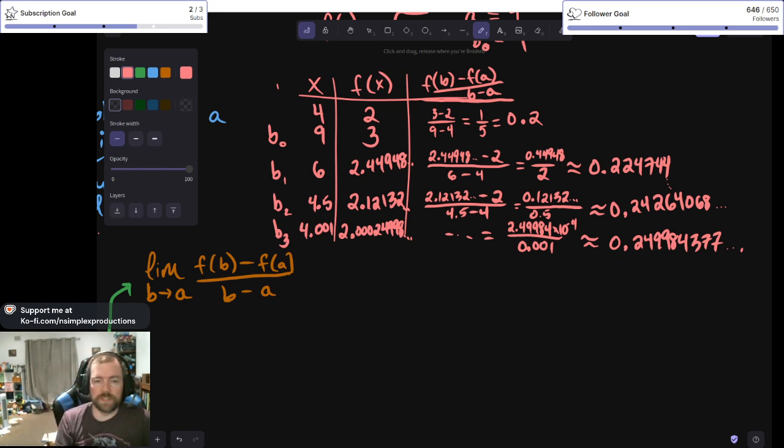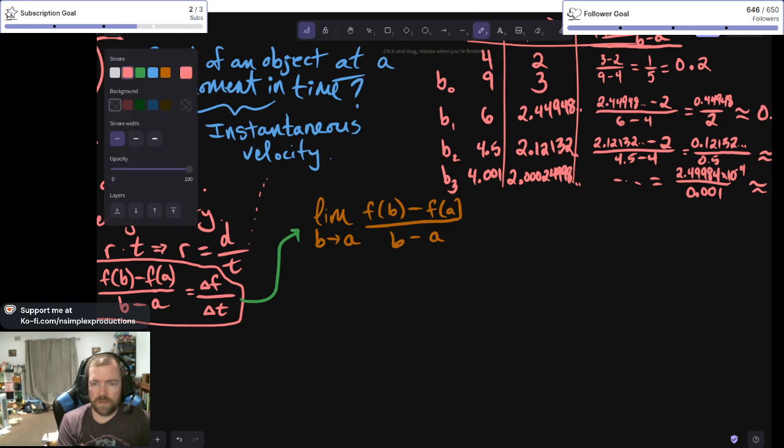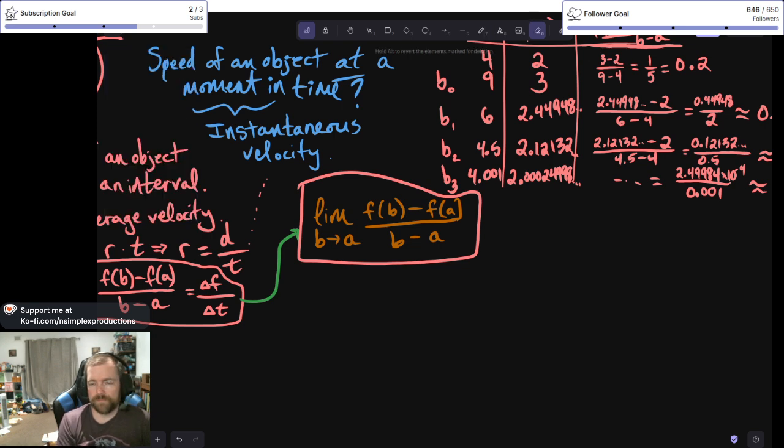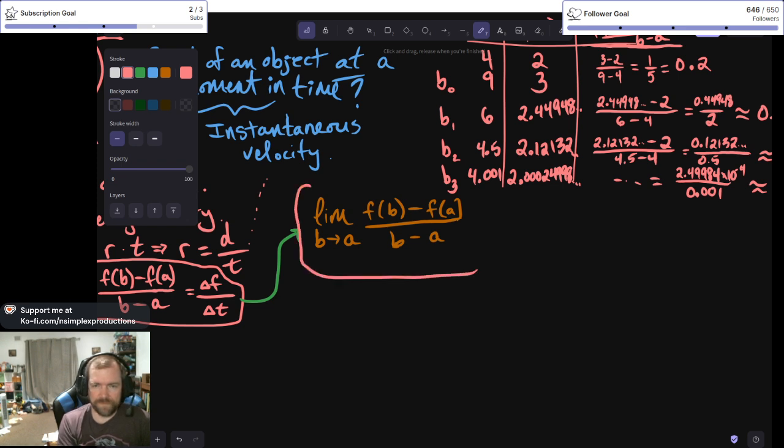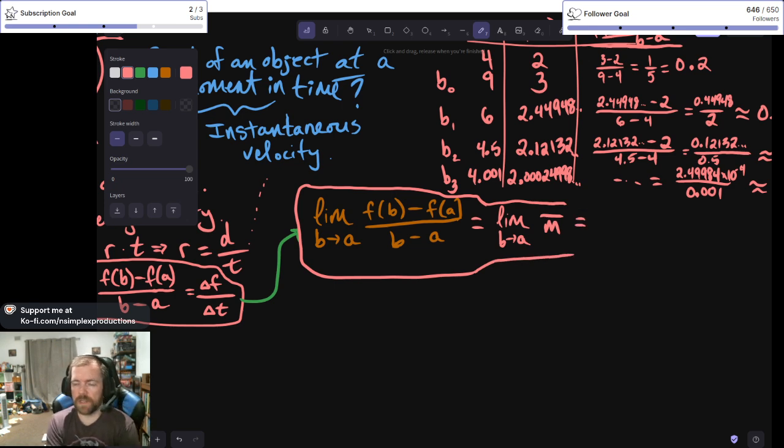So now we can do this limit definition in order to say that this is going to get us the limit as b approaches a of our average slope, which is going to end up getting us a particular value, which we are going to call the derivative at that value a.